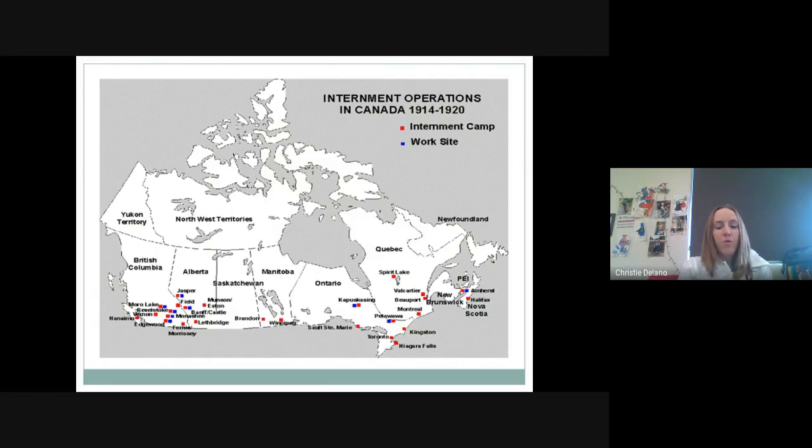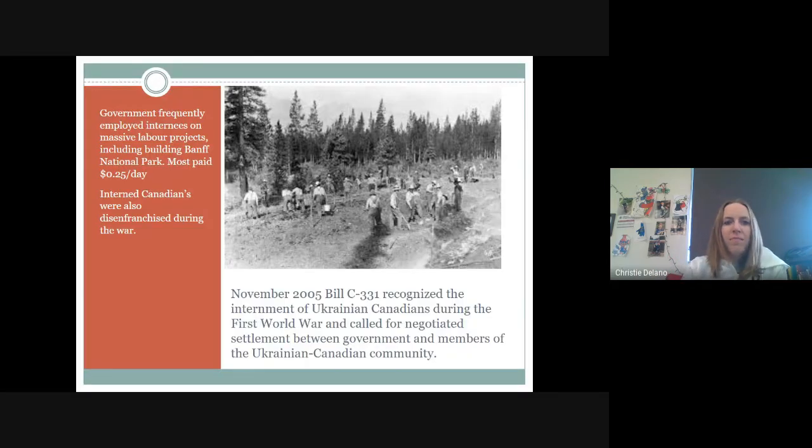And there's actually memorials. So if you're hiking in various parts of Banff National Park and Jasper, depending on where you are, there are actually plaques in remembrance of the atrocities that were committed here, as an apology to those communities. This idea of the work camps, right?